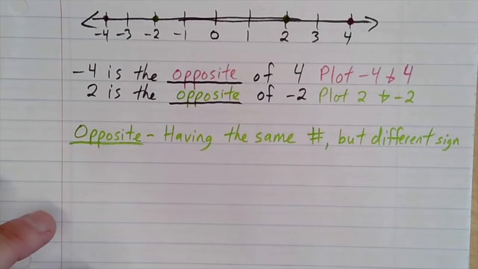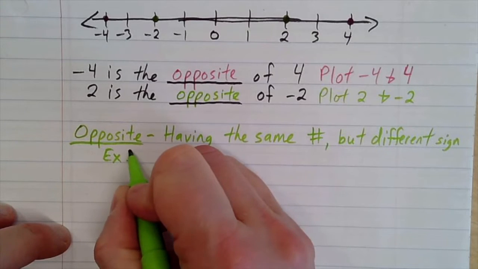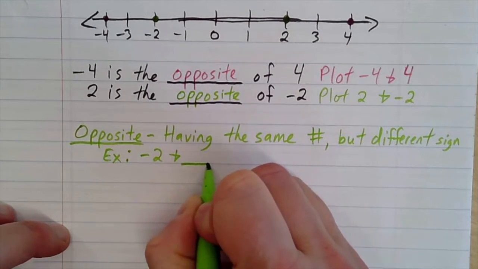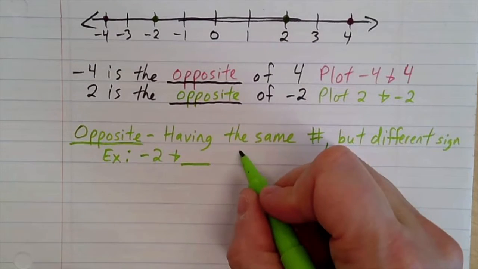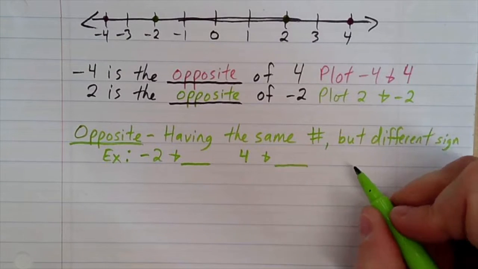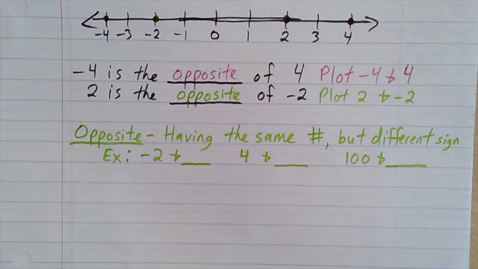So if I give you some examples and I give you one number, can you give me its opposite? So I'll leave some blanks here. I got -2, and I want you to fill in the blank. What's its opposite? Give you 4, and what's its opposite? Give you 100, and what's its opposite? Give you a chance to fill those in.